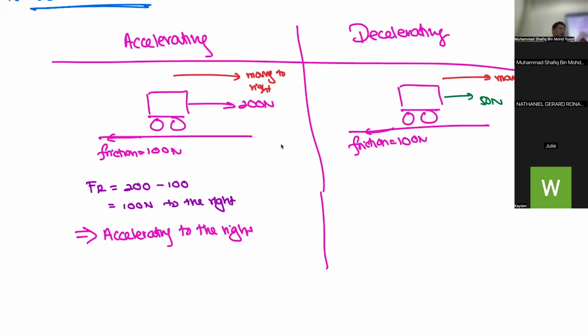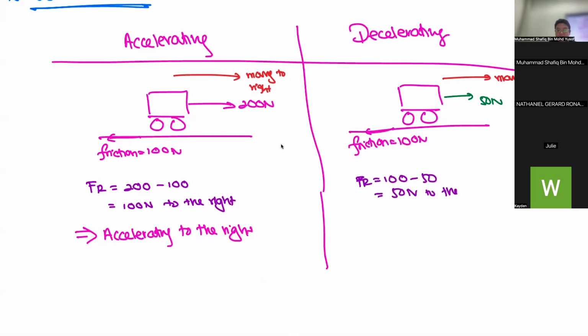Okay, next. Chandran, can I ask you, what is the resultant force here? What will be the value? 50. But towards where now? Left. Very good. So everyone take note, it's now 50 to the left, right?